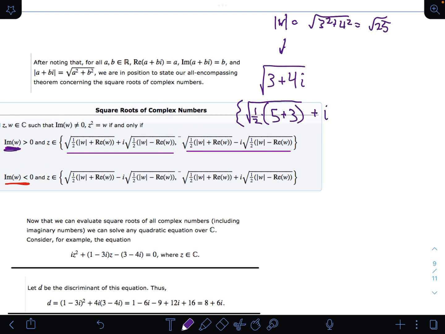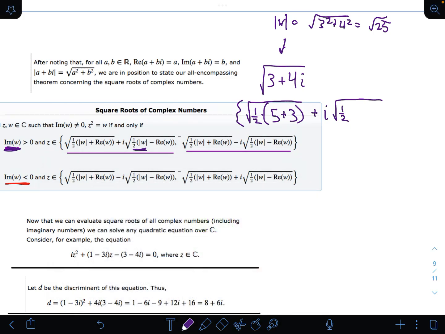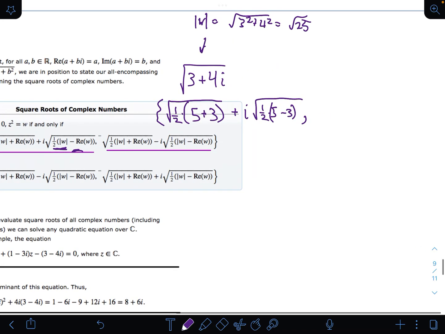And then we'll have plus i times the square root of 1/2 of, again, with that absolute value part, which is still 5. 1/2 of 5, let's close that up. And then it says minus the real number portion this time instead of plus. Okay, but wait, we're not done, because notice there were 2 answers here.